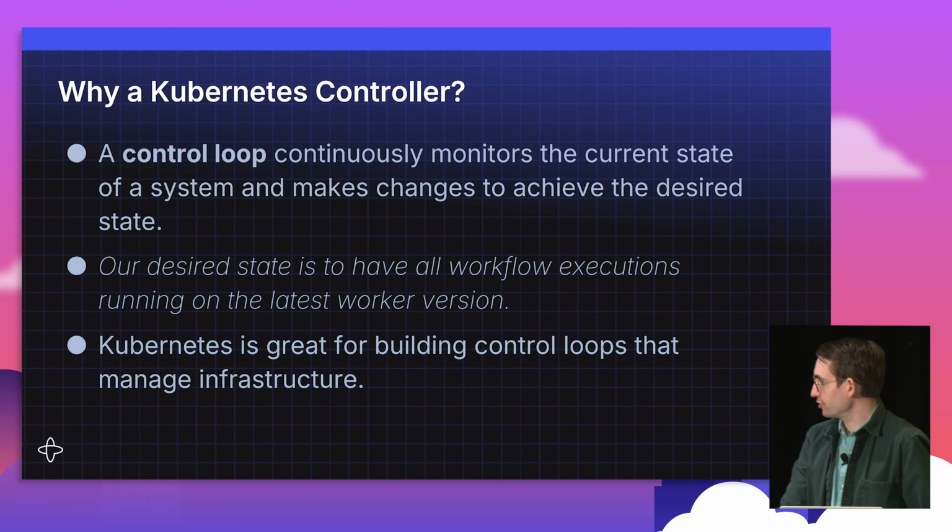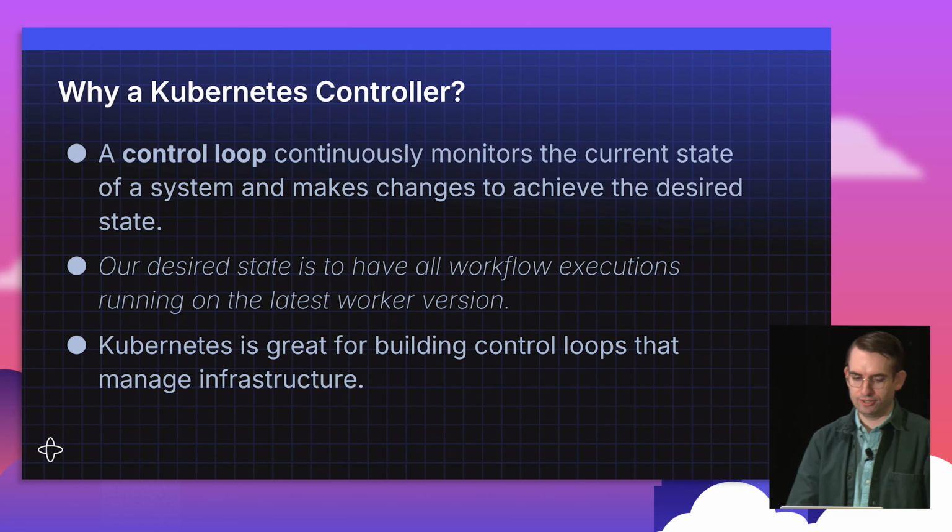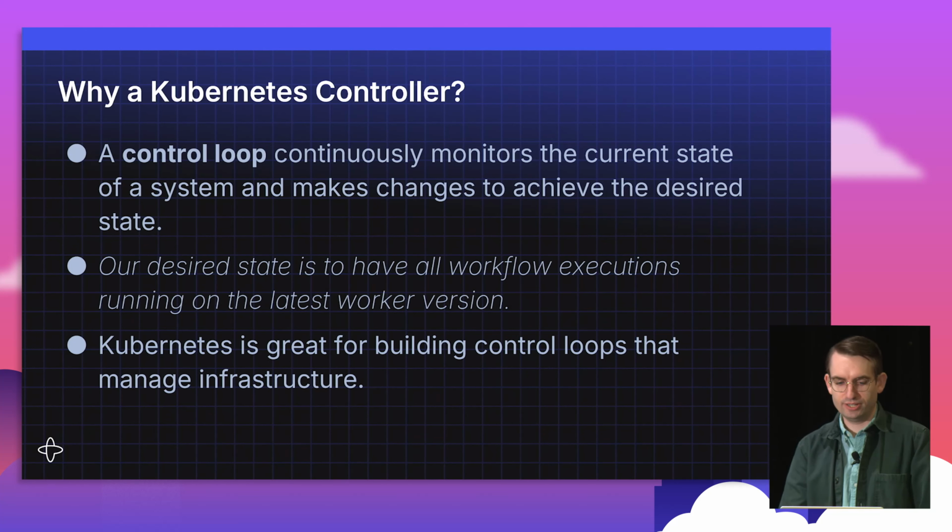So to make this easier to do at Datadog, we've been working on a Kubernetes controller. And Kubernetes controllers implement something called control loops, which just allow you to continuously monitor a system and make changes to achieve the desired state that you want. And so in our case, our desired state is to always have all workflow executions running on that latest target version of our worker.